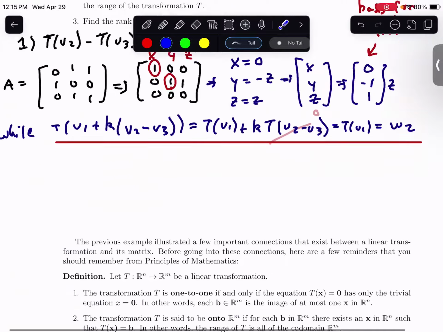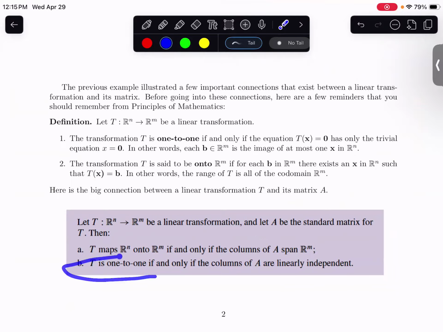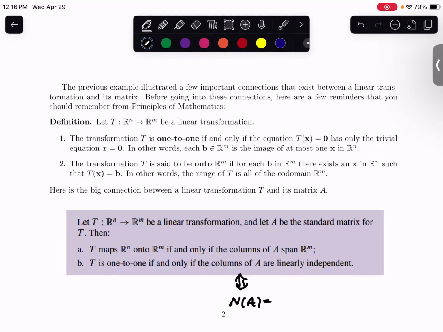So what this example really demonstrates, as I'm looking at the entire page pretty much now, is this part right here. It's a theorem at the bottom. If T is a map from Rn to Rm, a linear transformation, and we let A be the matrix of T, then T is one-to-one if and only if the columns of A are linearly independent. So in other words, this is the same as saying the null space of A is equal to the zero vector.